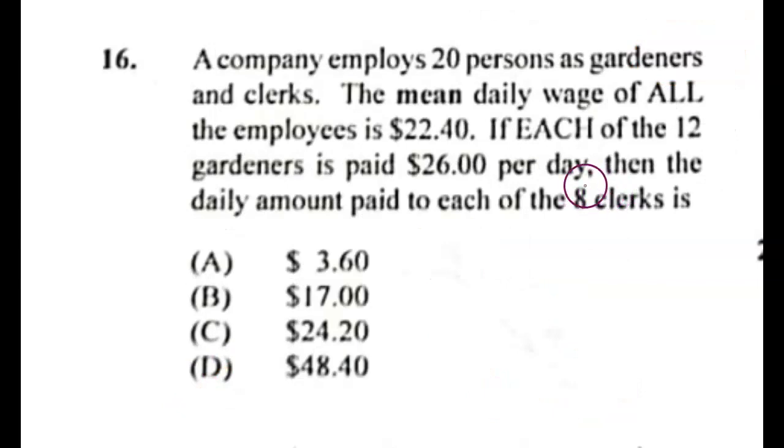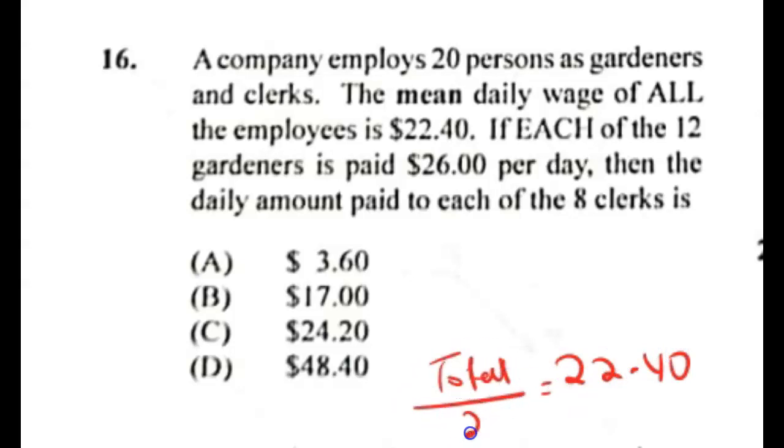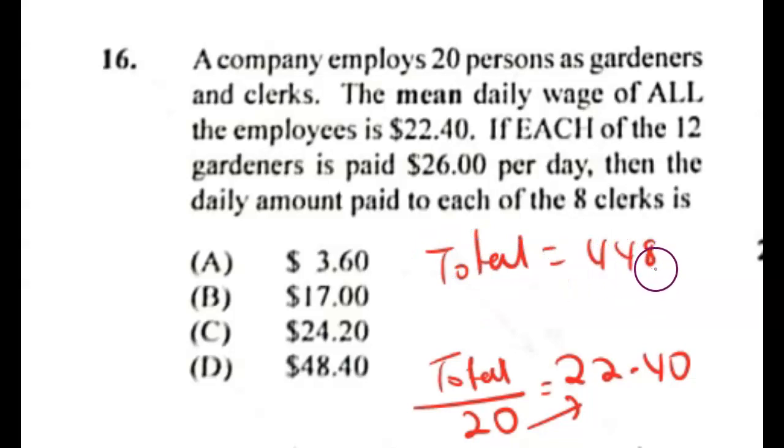Now number 16 was a little tricky, I found. A company employs 20 persons as gardeners, right? The mean daily wage of all the employees is $22.40. So $22.40 is really the total pay over the total amount of employees, which is 20, right? So I'm just saying the total pay will actually be $22.40 by 20. So the total pay will actually be $448.